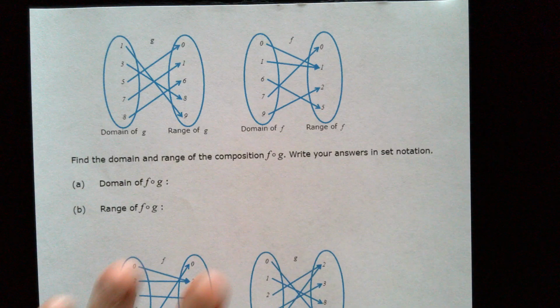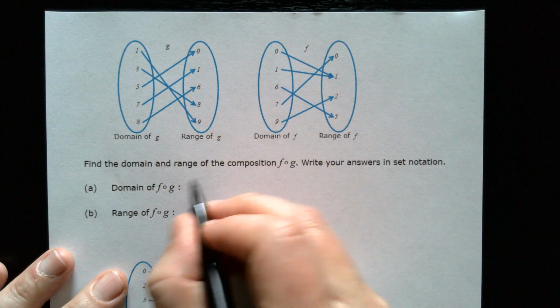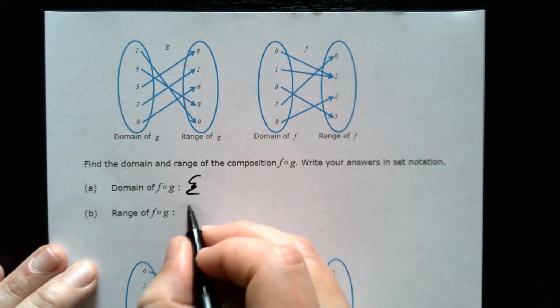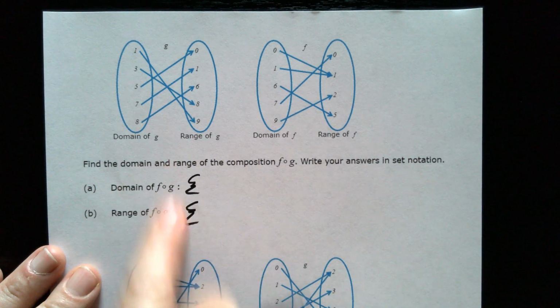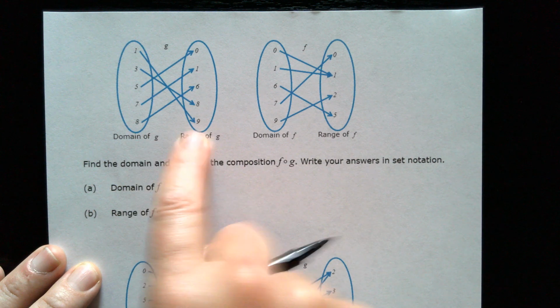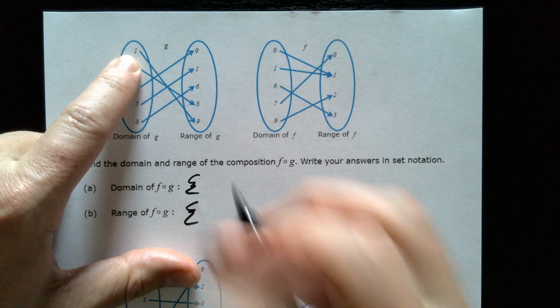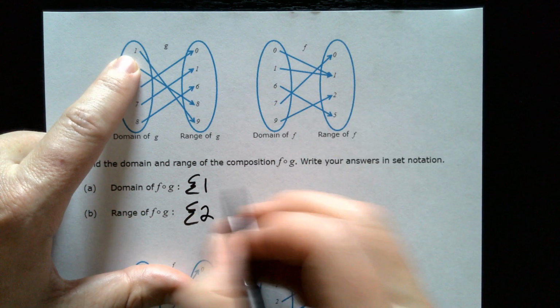Okay, this time I'm going to do it a little faster. I'm going to try to do both at once. So once I find that something's in my domain, I'm going to see where it tracks to and then write it in our range. This might save us a little time once you get used to it. Okay, g is our inside function, so we'll start there. So 1 goes to 9, 9 goes to 2. So 1 is in our domain and 2 is in our range.